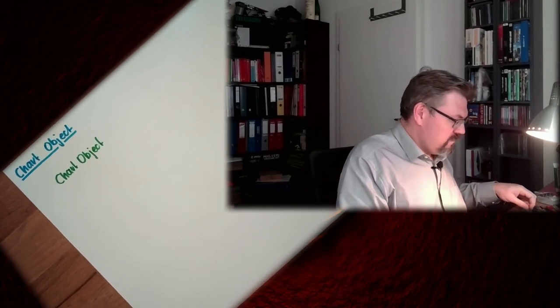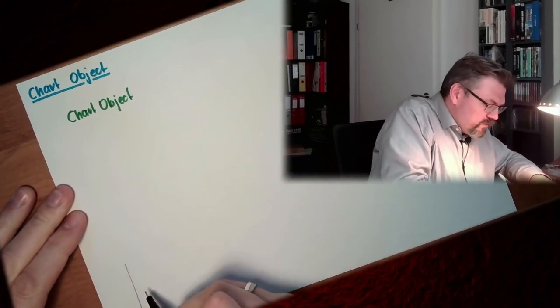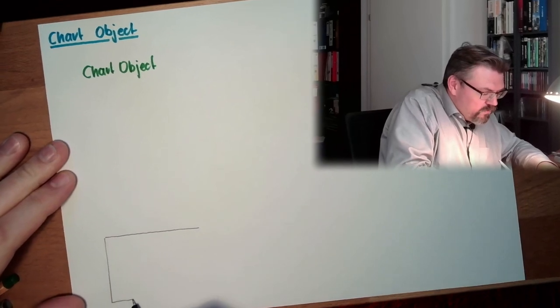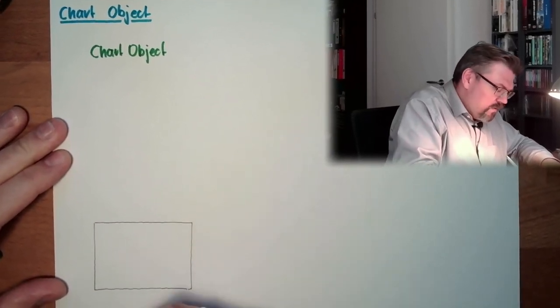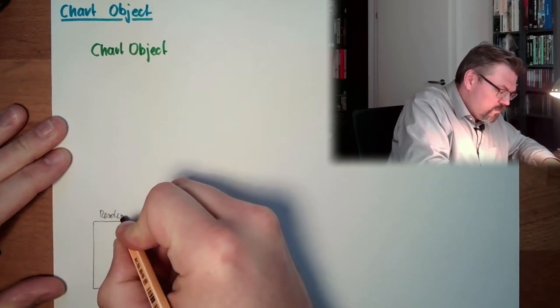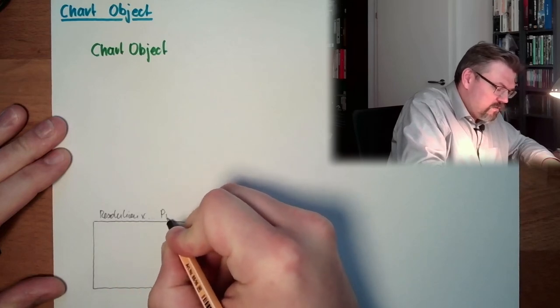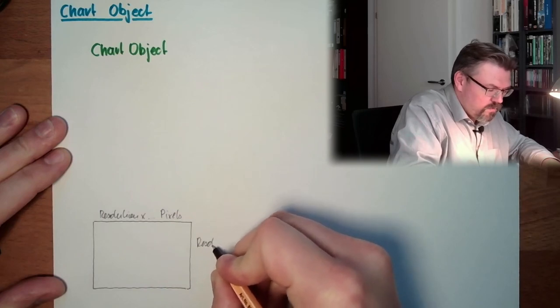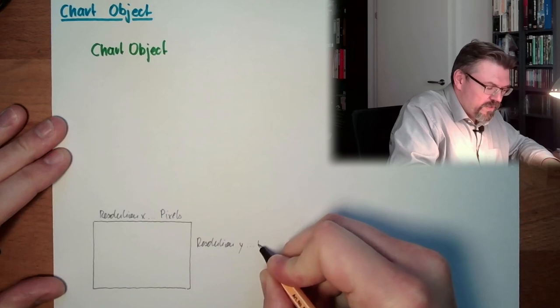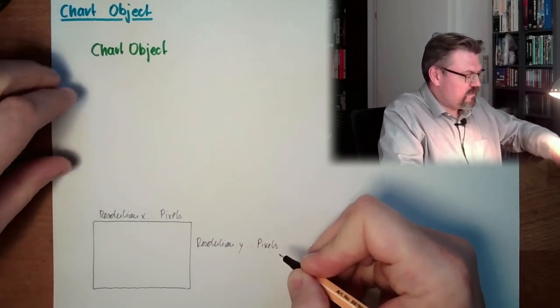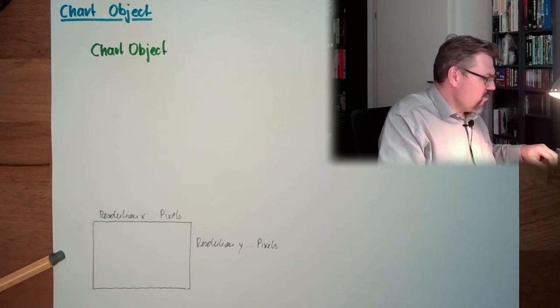Now to the principal function. There is one object now called chart object. You have to tell it the resolution of your screen, or of the area that you want to have. So we have resolution X, pixels, resolution Y, pixels. This you need to give to the chart object.